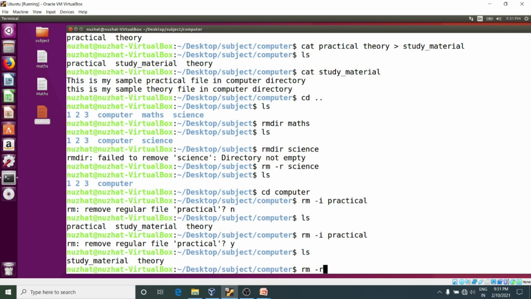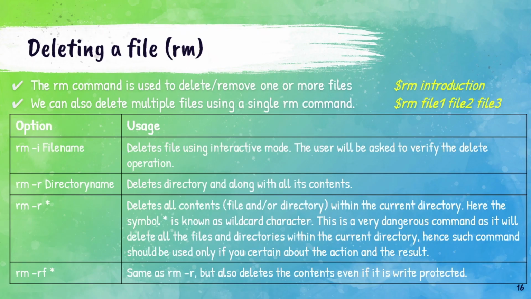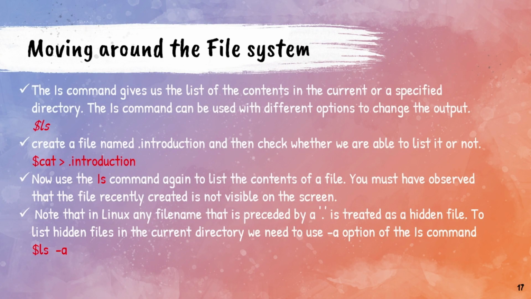Now, to forcefully delete write-protected files, use -f and then your file name. So we have done all the options of the rm command here. Now our next topic is moving around the file system.